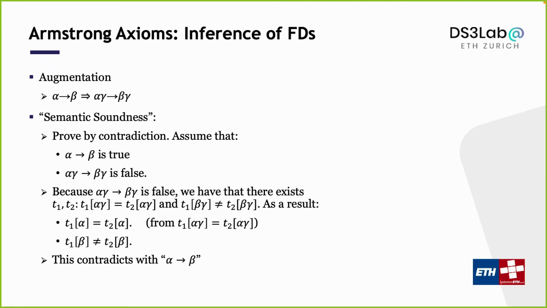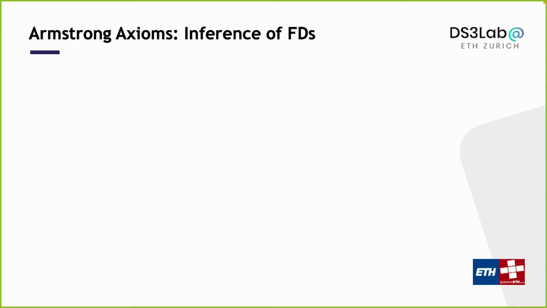Any questions so far? Okay. And you can do a similar exercise for transitivity. Again, what does the rule tell you? It tells you that if you have alpha → beta and beta → gamma, you have alpha → gamma. So how can you prove this is sound?